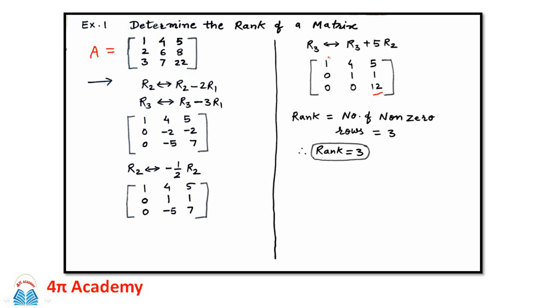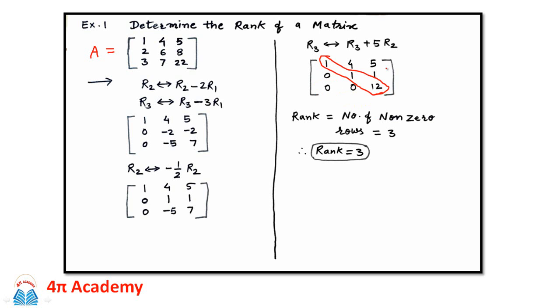So you know what is meant by an upper triangular matrix. For an upper triangular matrix, these are the elements which are present on the principal diagonal, and the elements below the principal diagonal are 0. Such a matrix is called an upper triangular matrix.